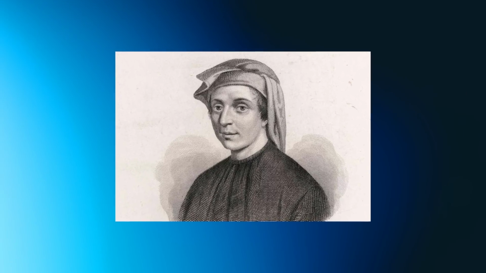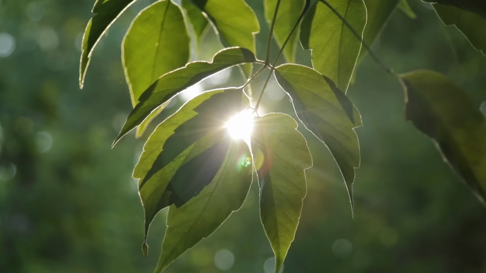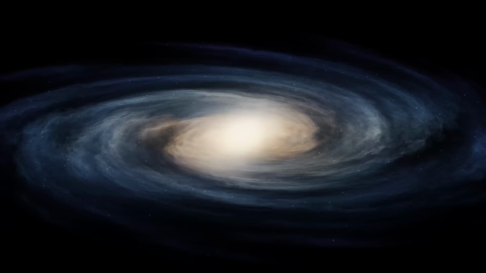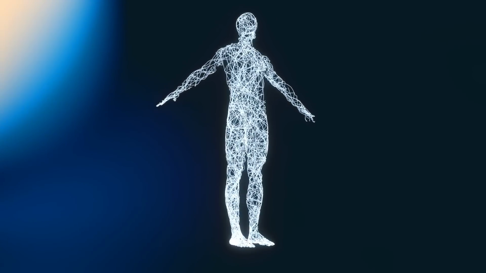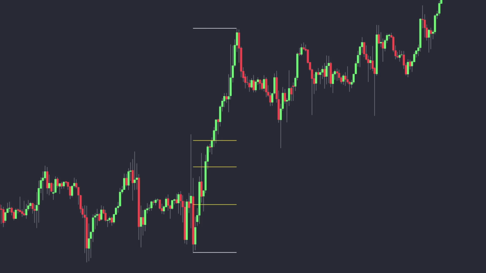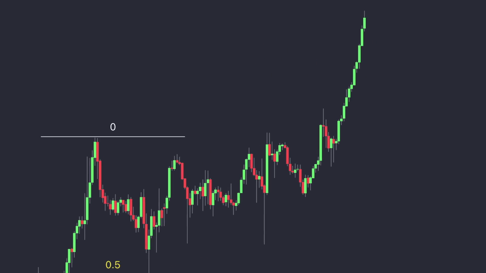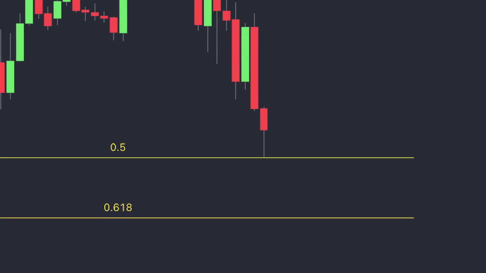Originally discovered by Italian mathematician Leonardo Fibonacci, this sequence appears everywhere in nature. From the arrangement of leaves on a stem to the spiral of galaxies, even the proportions of your very own body. So how does this all tie into trading? The ratios used in Fibonacci are applied to price data and often align with sections of the market where we have clear and significant price reversals. So traders started using those levels to spot opportunities.